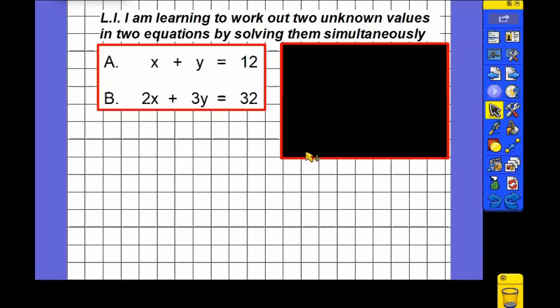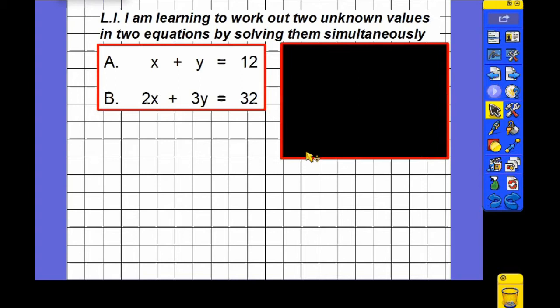Hi guys, in today's video we're going to be learning how to work out two unknown values in two separate equations by solving them both simultaneously. Now this is really quite an advanced maths concept, particularly for primary level, so it's really important that you are already really familiar with algebra and you know how to do things like balance equations effectively. However, if you're comfortable with that, and you're looking for a bit of a challenge, something to bring you on a little bit further in algebra, then this could be a good next step for you.